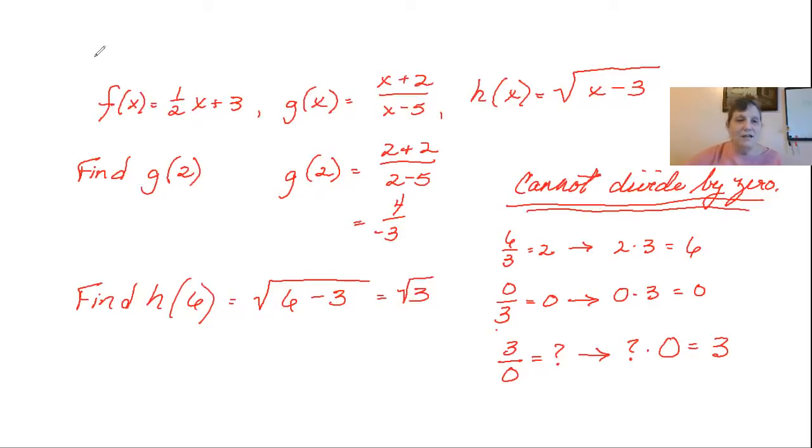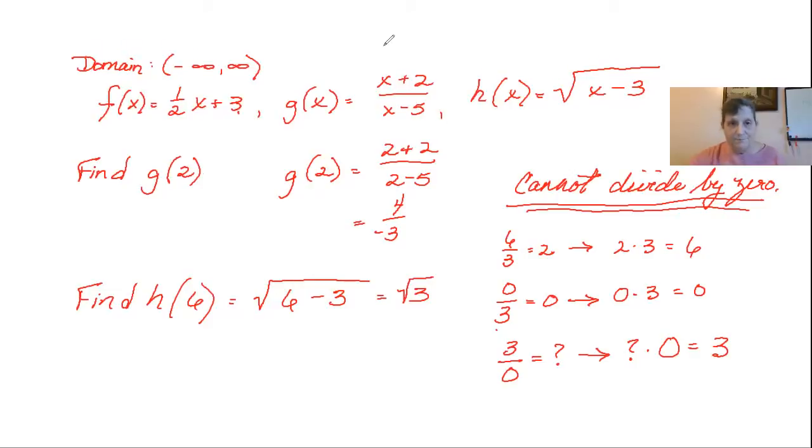So the domain is assumed to be, when we have an equation, anything that you're able to plug in place of the x and get a real number as a result. There is nothing that you can't multiply by 1/2 and add 3. So the domain here is all real numbers, negative infinity to infinity.